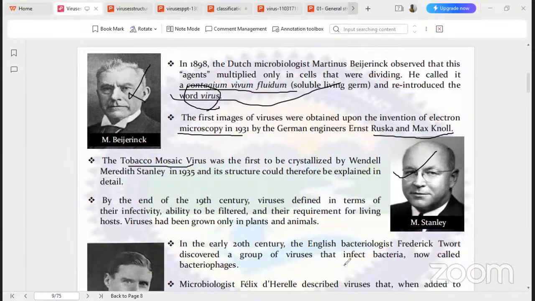Frederick Twort identified the virus which infects bacteria. That means it depends upon the bacteria, so it was named bacteriophage. Bacteriophage does not mean bacteria; it lives upon bacteria. Phages depend upon the bacteria, and that is what we call bacteriophages. So there is a lot of history about the virus, and a lot of damage also happened by viruses.